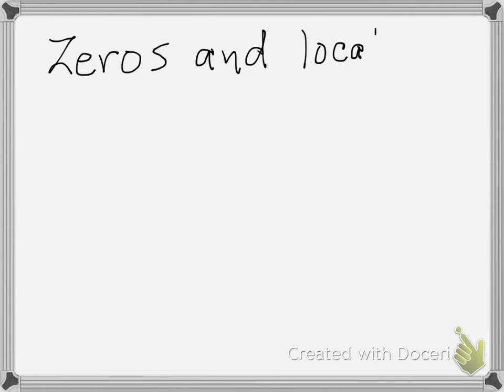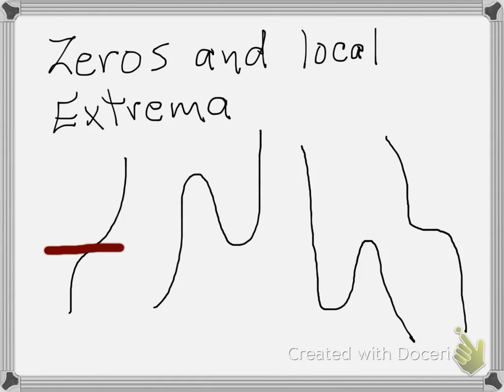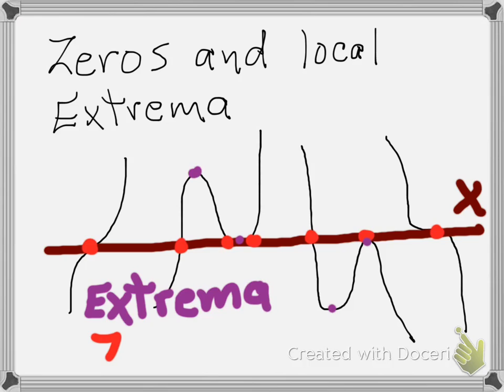Now that brings us to the second part of this. We now know the end behavior, so we can look at any polynomial and know the end behavior. What we want to look at is, okay, where are the zeros and the local extrema? So what I've done is I've drawn several, and these are all odd functions, and the extrema are the purple, and the zeros are the red.